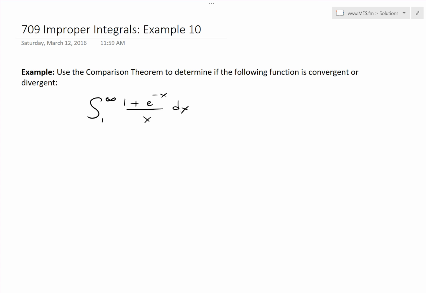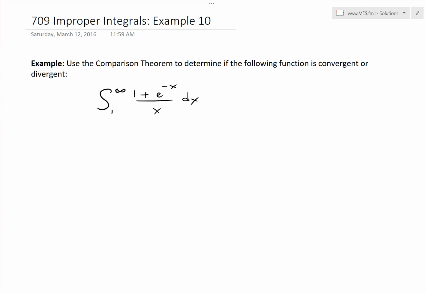Time to discuss further into improper integrals, and now go over example 10 of the example series and basically solve this example, which states: use the comparison theorem, which I went over in my earlier video, to determine if the following function is convergent or divergent. And that's this integral from 1 to infinity of (1 plus e to the power negative x) divided by x dx right here.